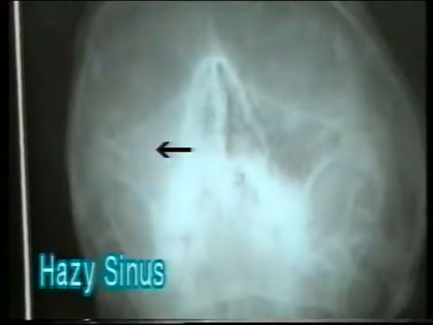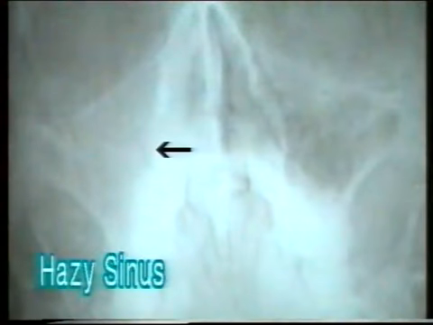This is a Waters view showing haziness of the maxillary sinus. Haziness is always appreciated in comparison with the opposite normal sinus. A normal sinus casts a radiolucent shadow due to the presence of air in it. This X-ray shows haziness of the left maxillary sinus. A close observation shows a fluid level due to collection of fluid or pus in the sinus. This is left maxillary sinusitis with fluid level.